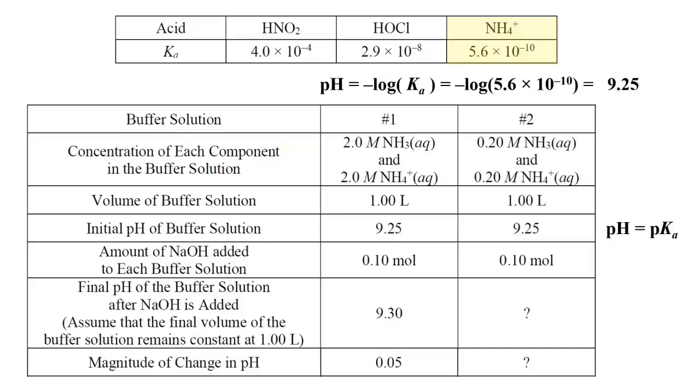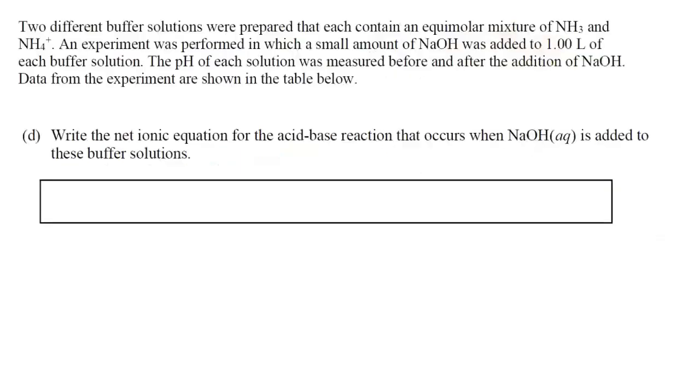All right, now let's go ahead and take a look at part D. Part D talks about what happens when sodium hydroxide, which is a strong base, is added to these buffer solutions. Write the net ionic equation for the acid-base reaction that occurs when sodium hydroxide is added to these buffer solutions. So sodium hydroxide contains OH minus. OH minus is for a strong base. That's going to be the major reacting species, OH minus.